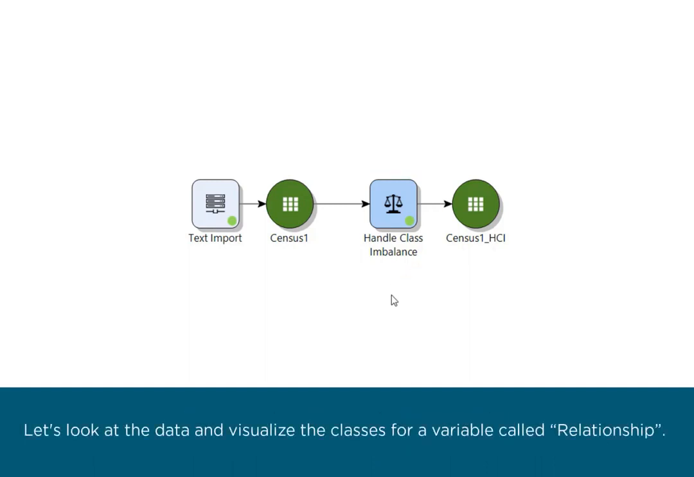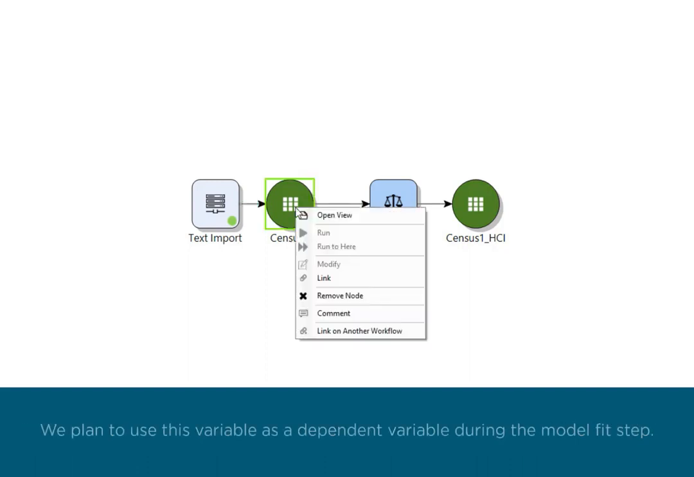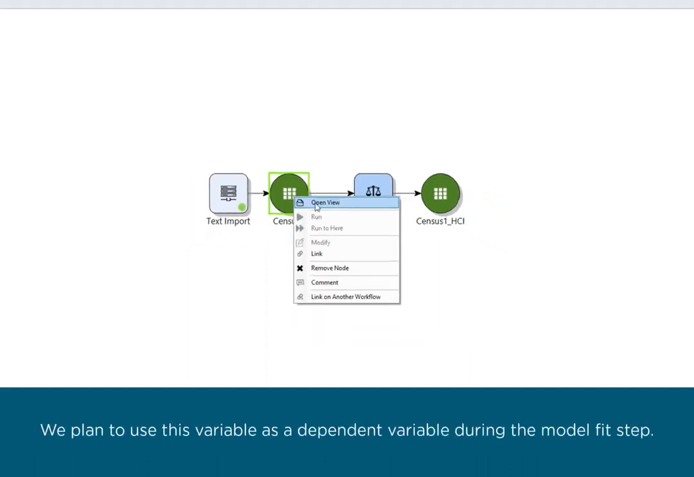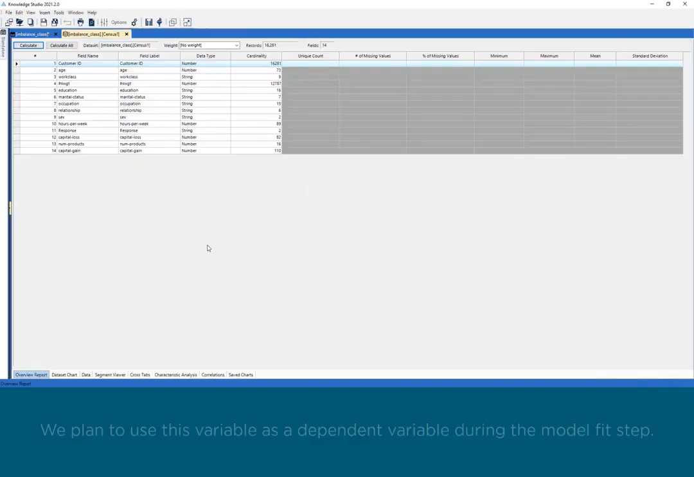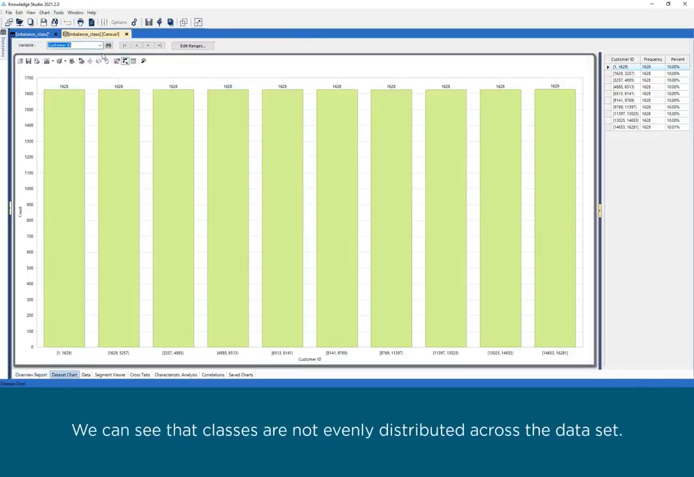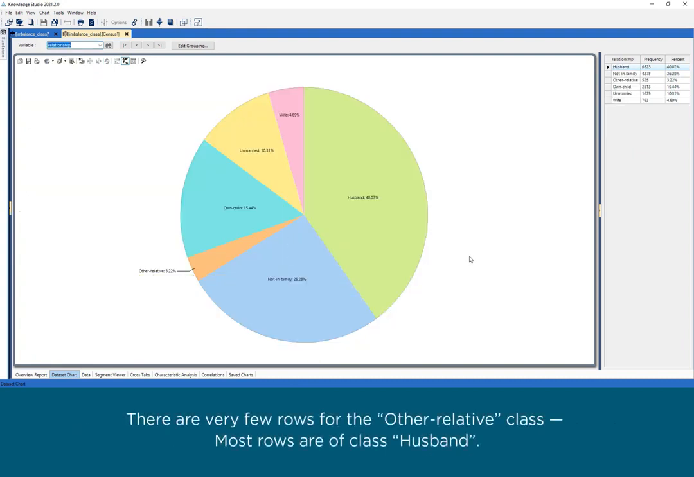Let's look at the data and visualize the classes for a variable called relationship. We plan to use this variable as a dependent variable during the model fit step. We can see that classes are not evenly distributed across the dataset. There are very few rows for the other relative class. Most rows are of the class husband.